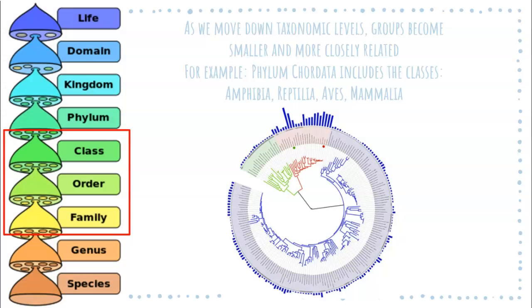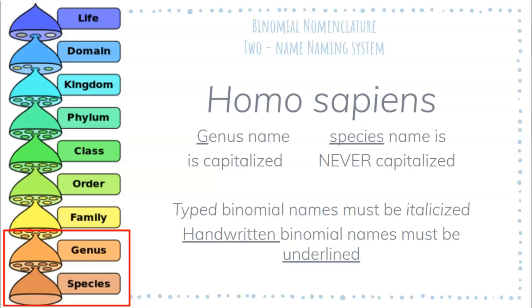For the next three levels, I'm just showing you that as we go through these levels, the groups become smaller, and as they become smaller, they become more closely related. For example, if you were in the phylum Chordata, that means you have a spinal cord. Chordata is an umbrella term, and the classes are a little bit more specific, but still umbrella terms. You have amphibians, reptiles, birds, and mammals within that, and then you get even more specific until you get to the genus and species.